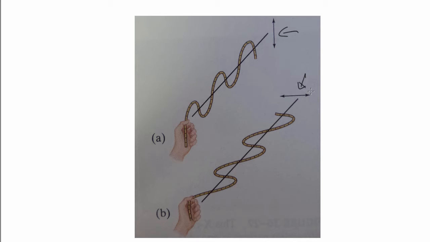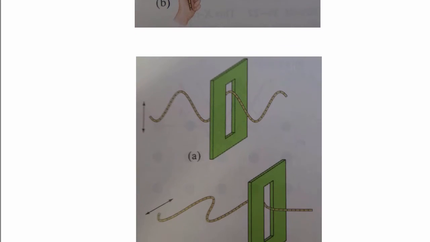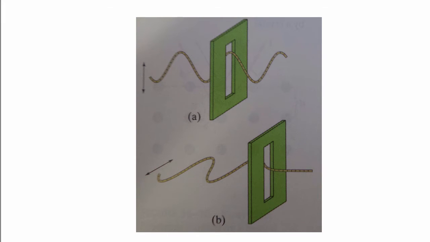Now just imagine for a moment that we placed a board with a vertical slit in front of both waves. Now the vertical wave would be able to pass through, like this here. However, the horizontal wave would not. Now if we did the same with a horizontal slit, the vertical wave wouldn't pass through, but the horizontal one would.